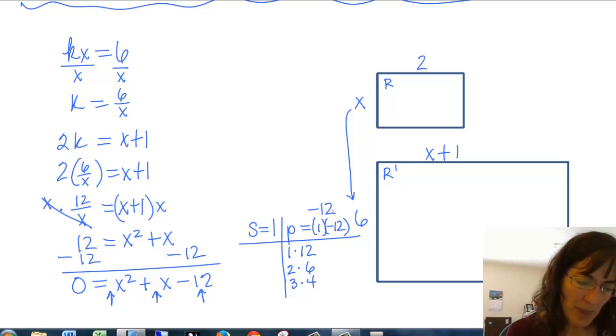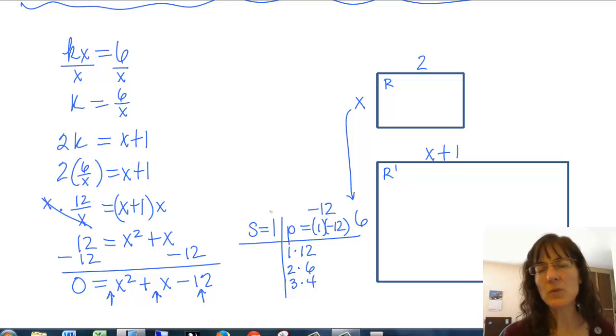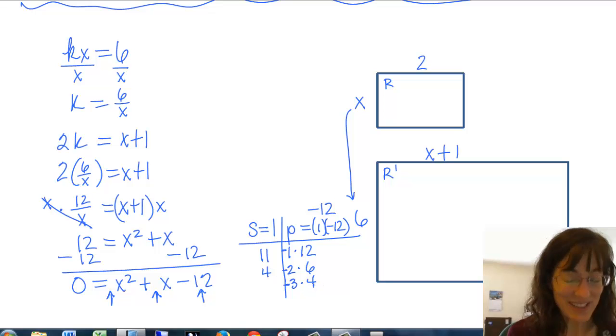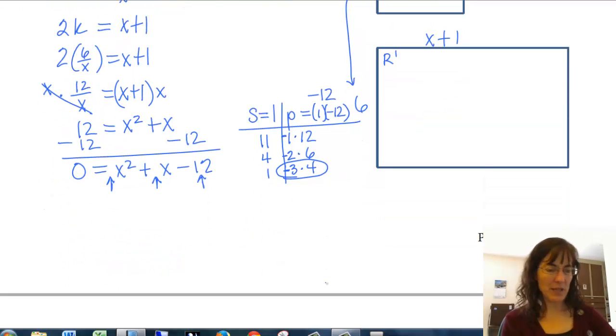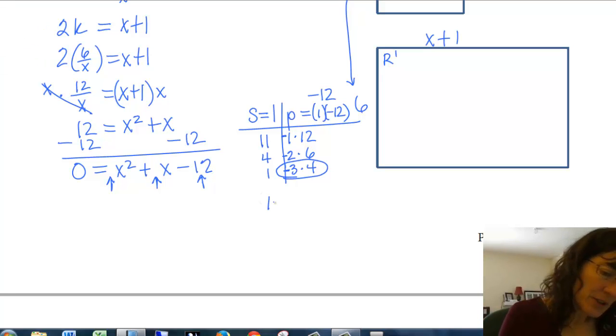So I need to have a negative 12 for the product, and for the sum, I have to have a positive 1. So if I want to get a positive for my sum, then my smaller number has to be negative. And so then I'm adding those two, 12 plus a negative 1, so I'll get 11. That's not my positive 1. 6 plus a negative 2, that gives me positive 4. Still not my positive 1, but I think I'm going to get it soon. 4 plus a negative 3, that gives me a positive 1. So there's my pair.